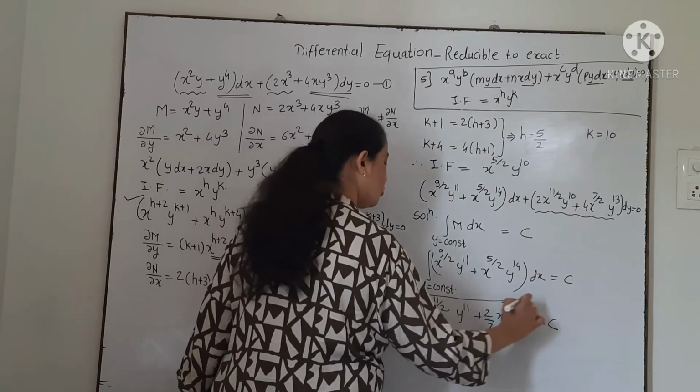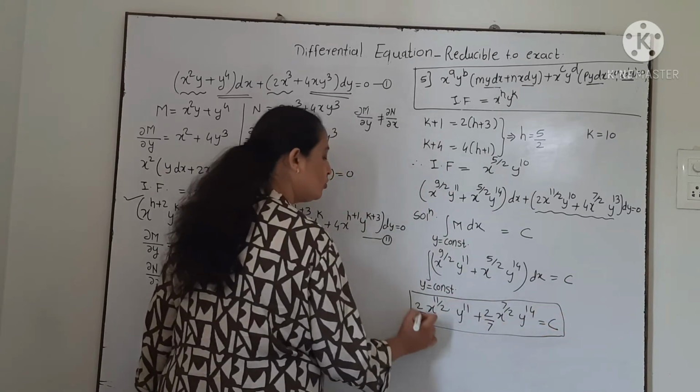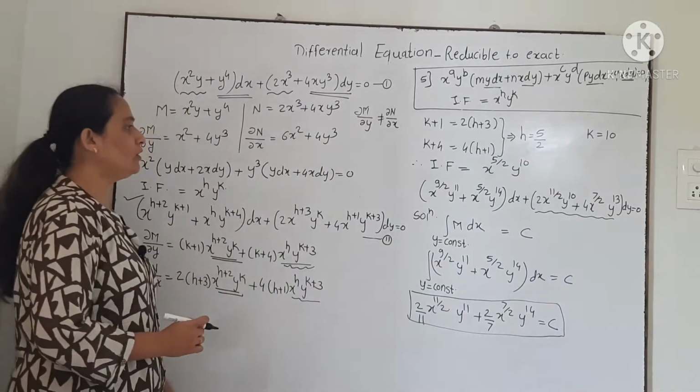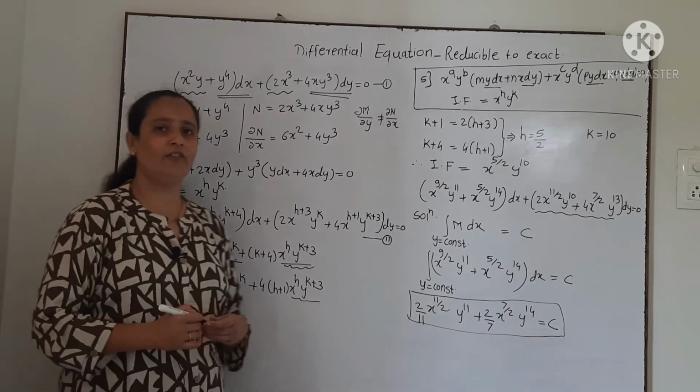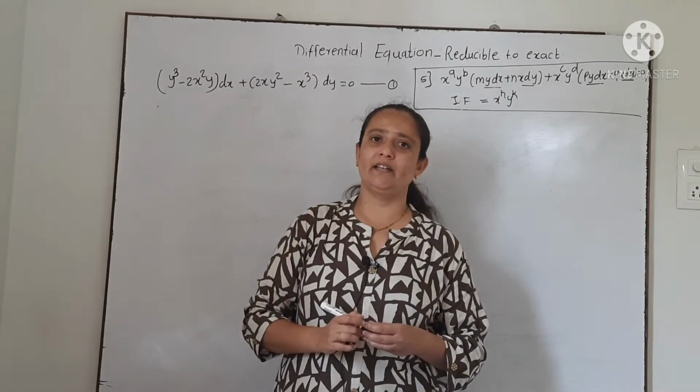And this is the solution. Some people may cancel 2 throughout. This is the procedure to solve the example by using fifth rule. We'll take another example.